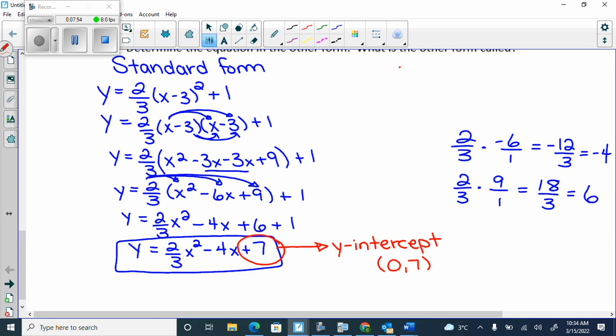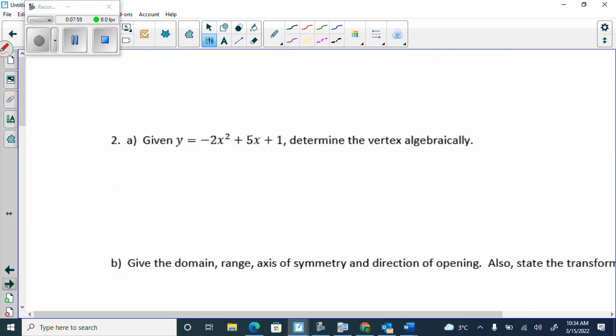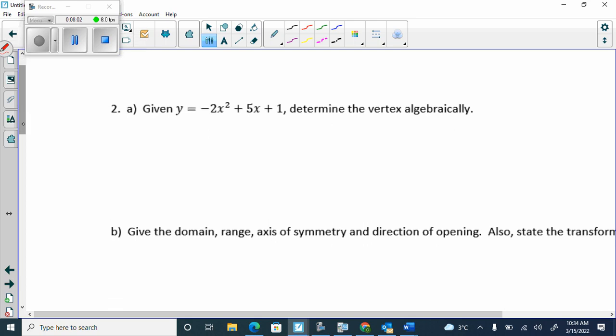Then we're going to flip over. So this one, I want you to determine the vertex algebraically. What am I indirectly asking you to do? Put it into vertex form. How do I do that? Complete the square. Yeah. So if I want the vertex algebraically, I'm asking you to complete the square so that you have it in vertex form.